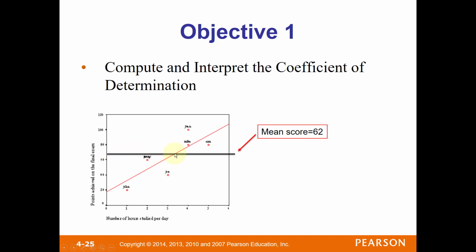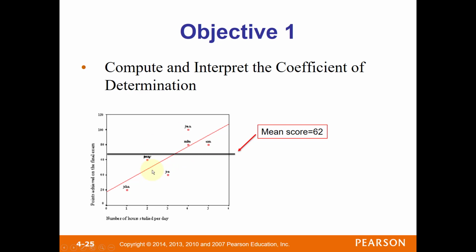Why doesn't everyone score the mean score? Well, some factors are influencing people's grades. There are probably many, many factors that influence people's grades, but we're trying to narrow it down and explain the change in terms of number of hours studied. But obviously that's not sufficient. If hours of study explained everything, we would have little r equaling 1, and all the dots would be on the line. There are other factors involved.